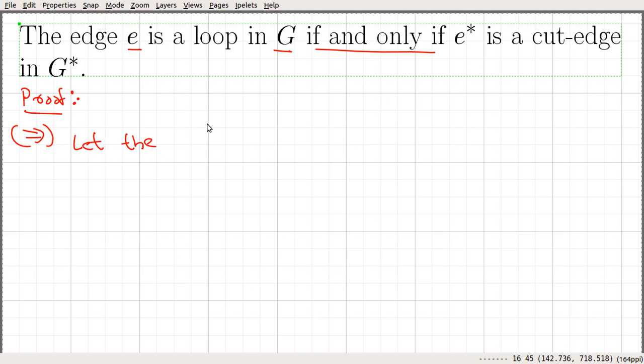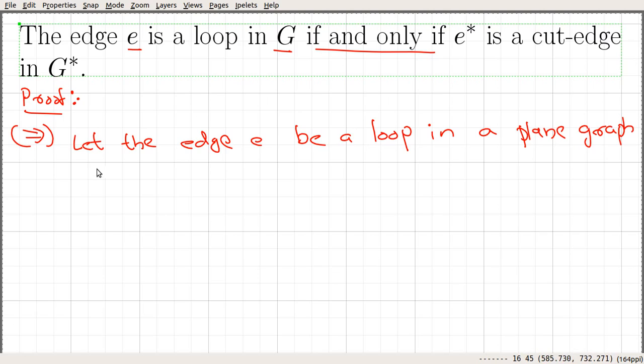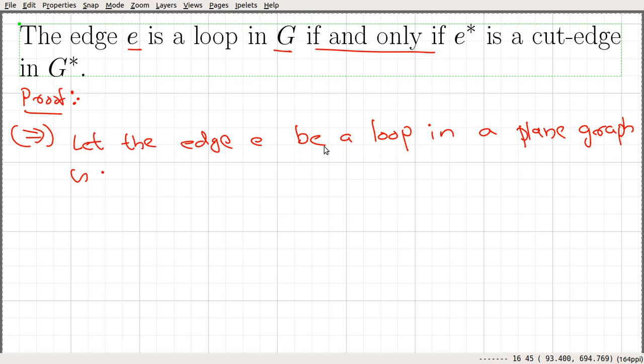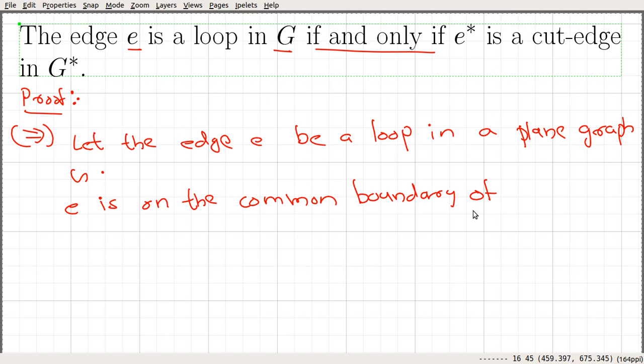So let the edge E be a loop in a plane graph G. Here we can very easily see that if E is a loop in the plane graph, it is going to share a common boundary between two regions in the graph G. So let E be a loop in a plane graph G. Then we can very easily see that E is on the common boundary of two regions.